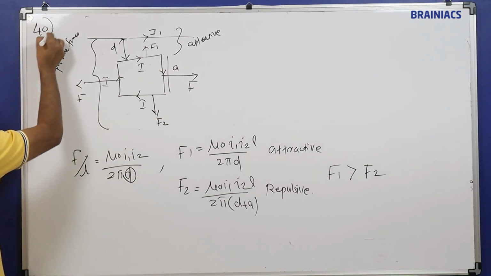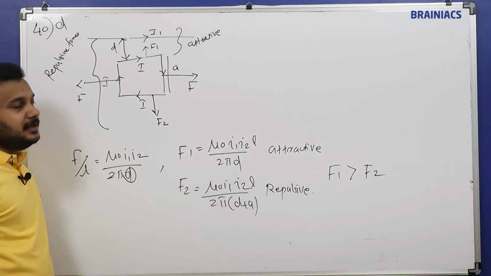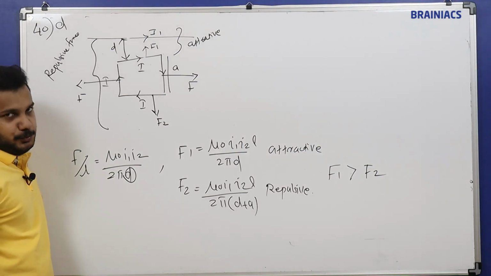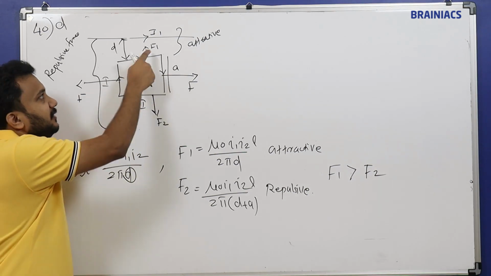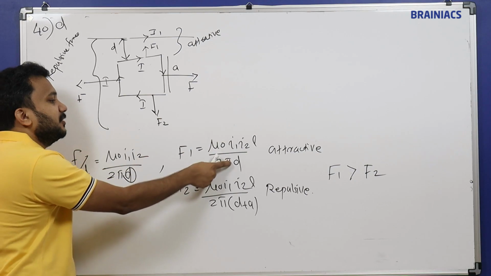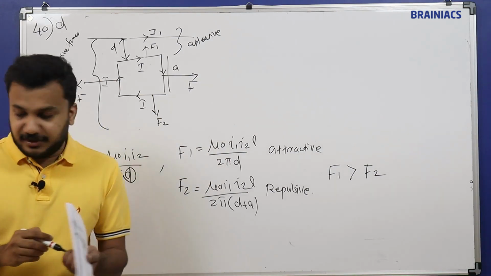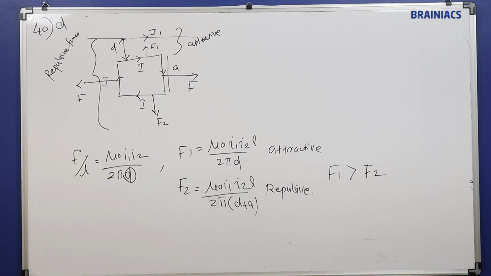So the 40th question, answer is D. There is a net attractive force here. These two forces cancel. One is an attractive force, the other is a repulsive force. The attractive force is higher because the distance is shorter, so the net force is attractive in nature. Fine. We'll move to the next question.